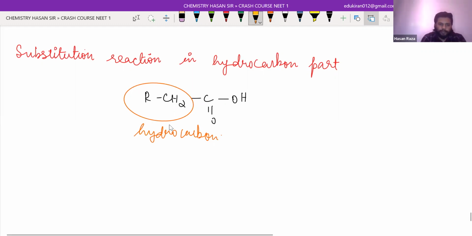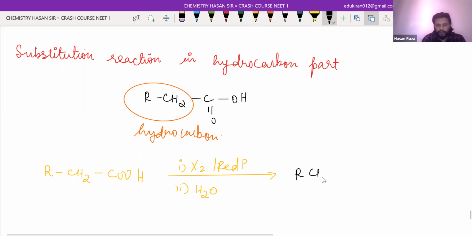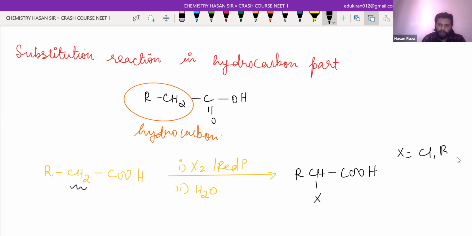Before naming this reaction, I'm going to write it. This is your hydrocarbon part RCH2, and this is your COOH carboxylic acid. First, you treat this with X2 in the presence of red phosphorus, and in the second step, you do the hydrolysis. So there will be substitution of X on this hydrocarbon part, and X will be either chlorine or bromine.